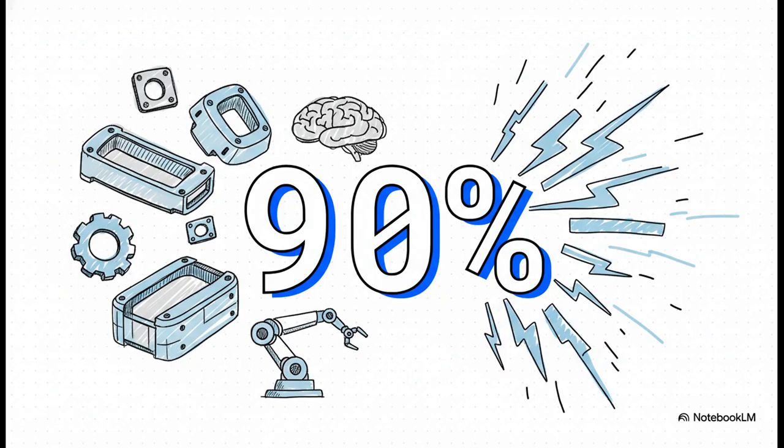But, and you knew there was a but coming, right? This is a huge one. For static parts, things like brackets and enclosures that don't have complex moving systems, the AI is already 90% as good as a human, and it's 10,000% faster. Let that sink in for a second. 10,000%. That's just a mind-boggling leap in productivity.